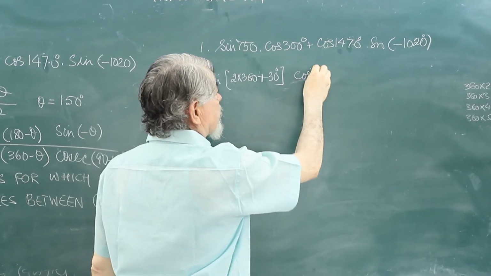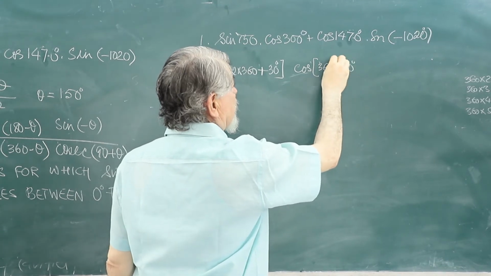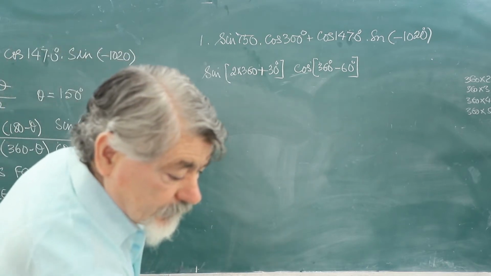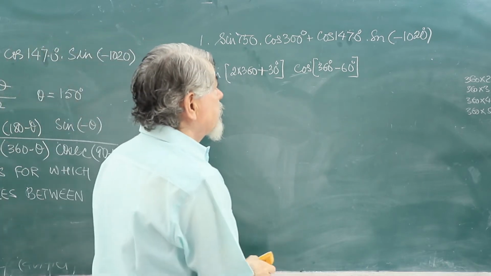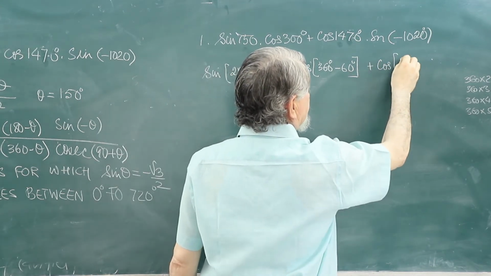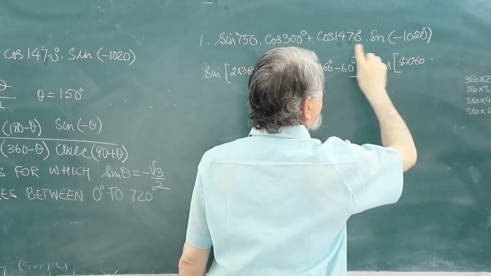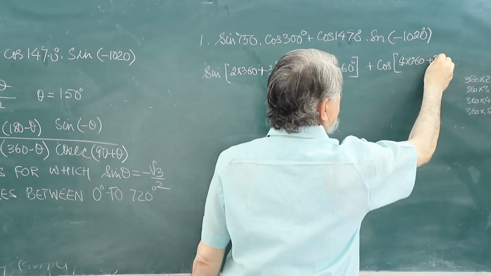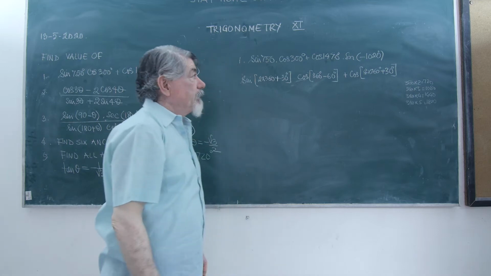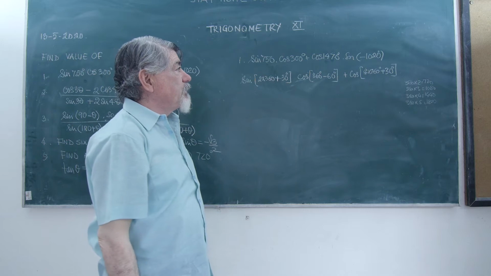Cos 300 can be written as 360 minus 60. Then for cos 1470, I can write 4 into 360, which gives me 1440, plus 30 degree, so it becomes 1470. Then I have minus, this is sine minus 1020.